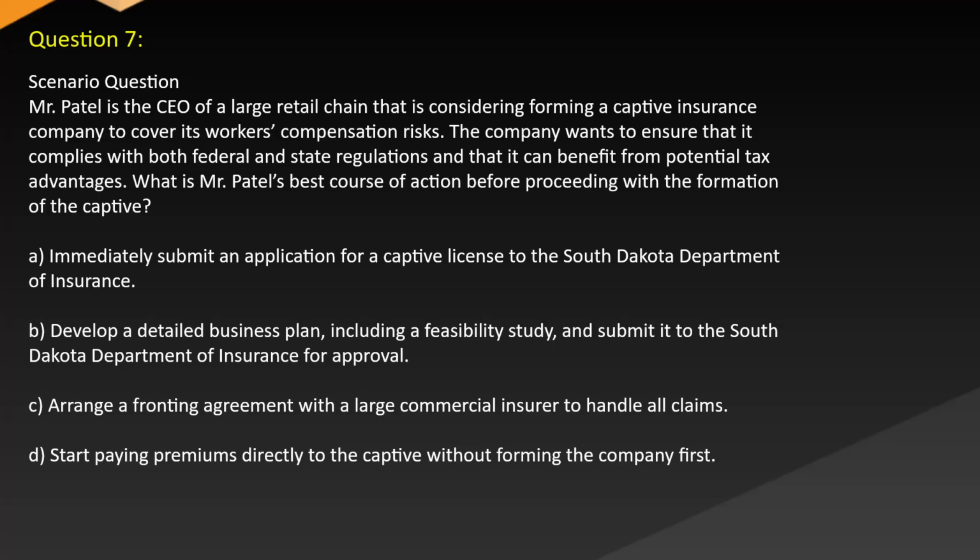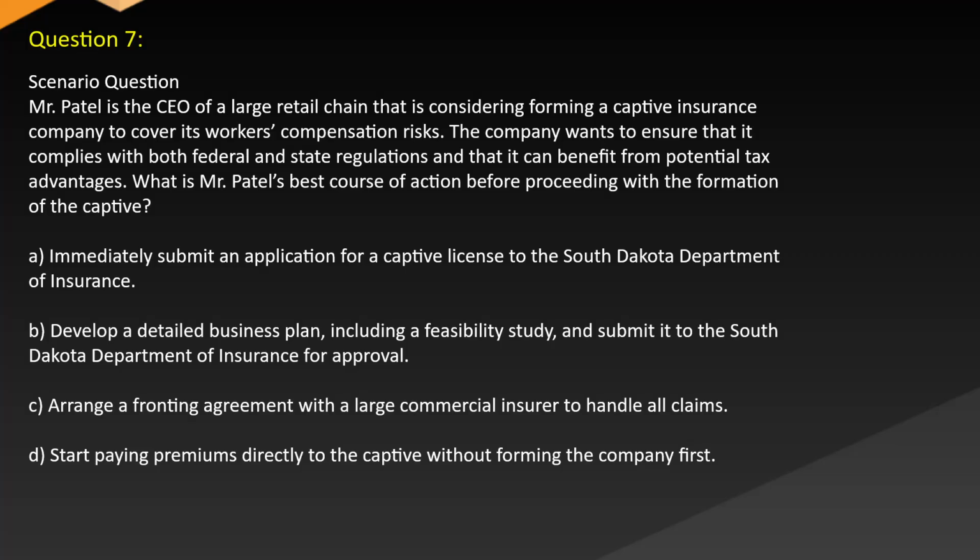Question 7. Scenario question: Mr. Patel is the CEO of a large retail chain that is considering forming a captive insurance company to cover its workers' compensation risks. The company wants to ensure that it complies with both federal and state regulations and that it can benefit from potential tax advantages. What is Mr. Patel's best course of action before proceeding with the formation of the captive?